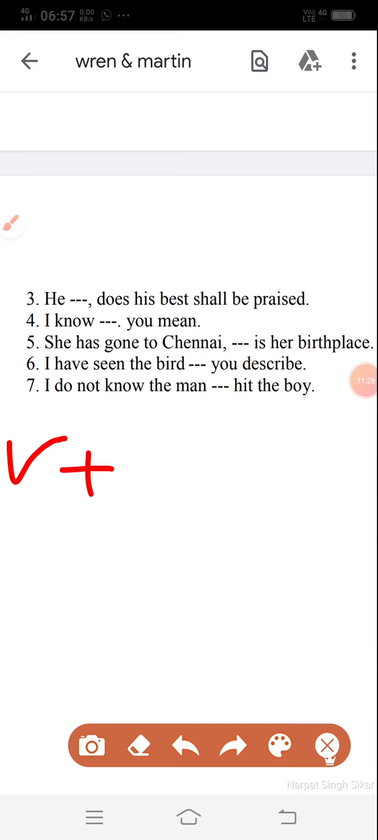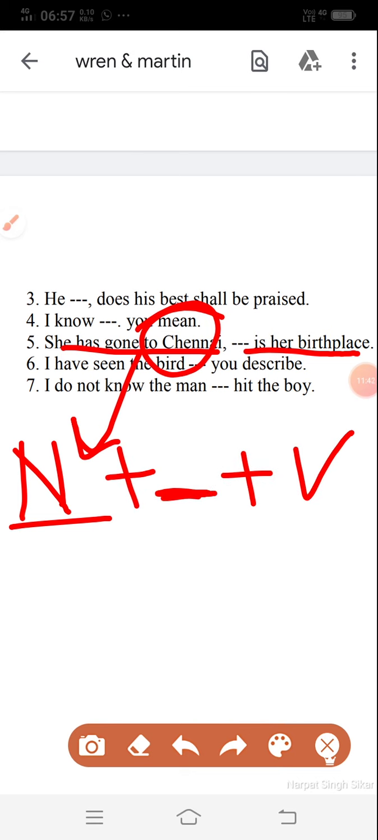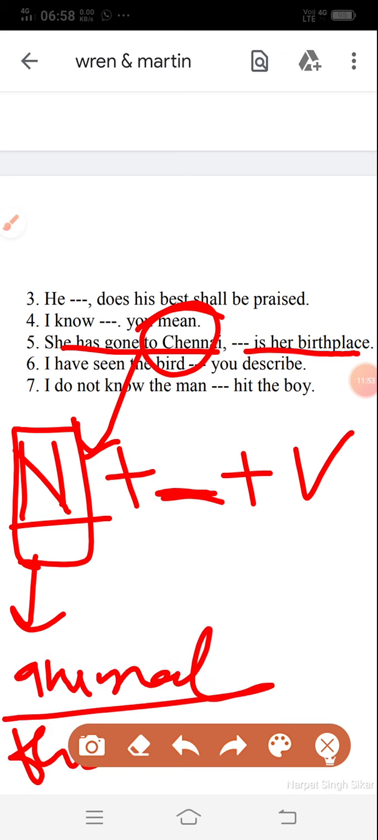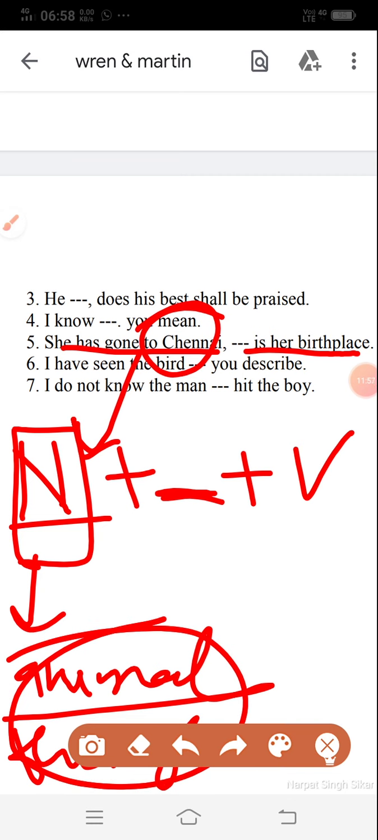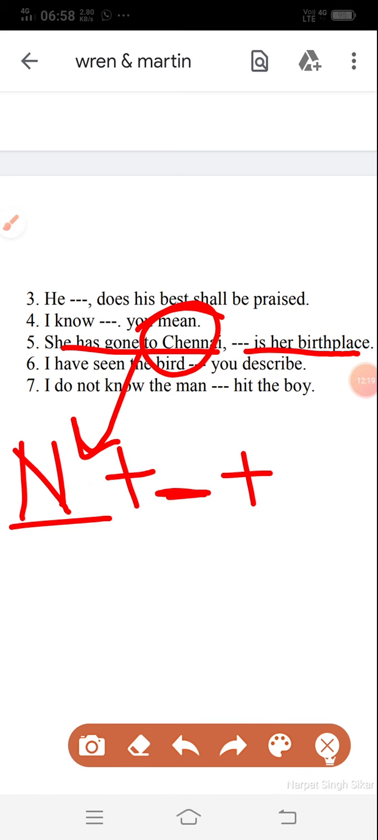Look at the fifth question. She has gone to Chennai blank is her birthplace. Chennai. Noun. Okay. Plus blank. Plus verb. When do we use it? Chennai is not a human being. This is in the category of animal or things or name of place, inanimate. Okay. So this is the name of a city. This is not a human being, and there is a blank also, plus there is a verb is. So we have to fill in the blank by which. She has gone to Chennai, which is her birthplace.